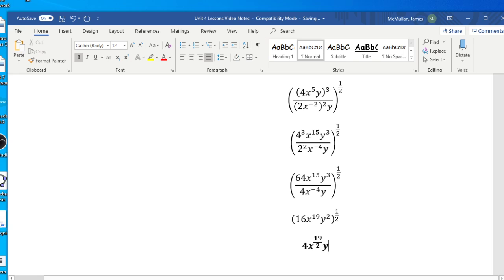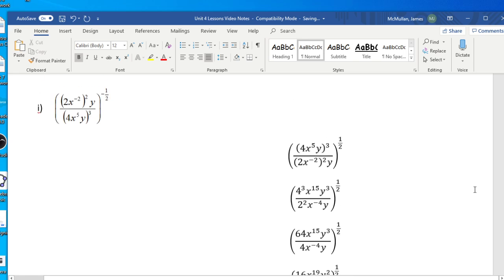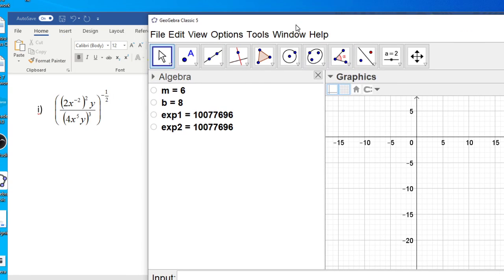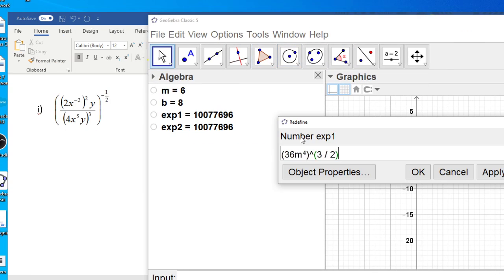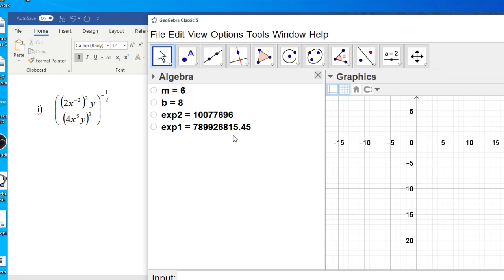So again, this one is worth a check. So let's go back to my check machine here and try to check it. So expression 1, the question. What was the question? It was a big bracket to the power of negative 1/2. And then the big bracket was a little bracket, I called it m, to the power of negative 2, all squared, times b. Then we had to divide this by 4m to the 5th, b, all cubed.